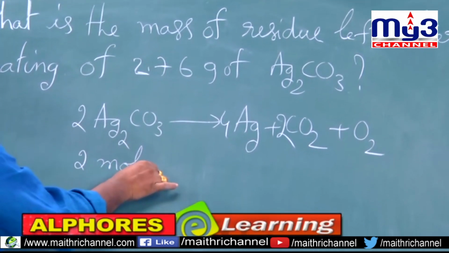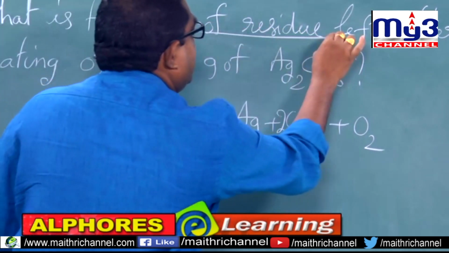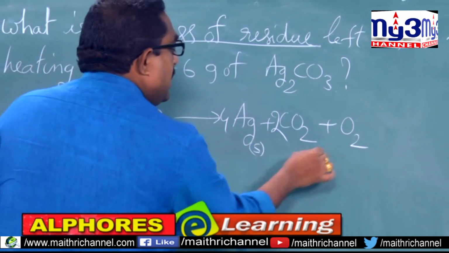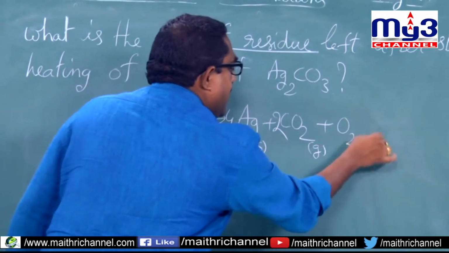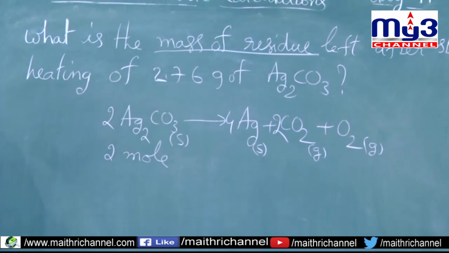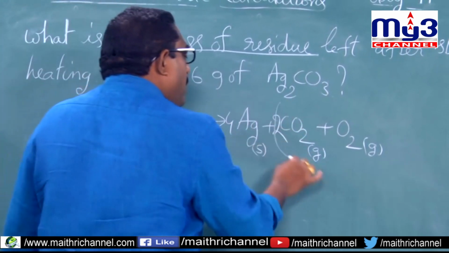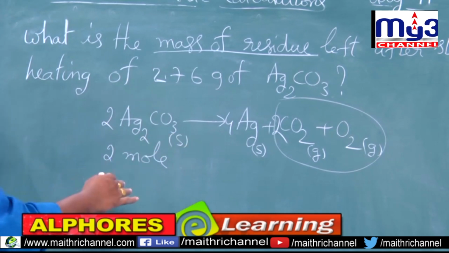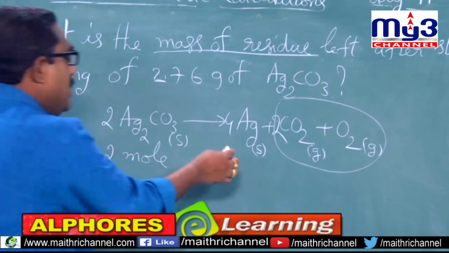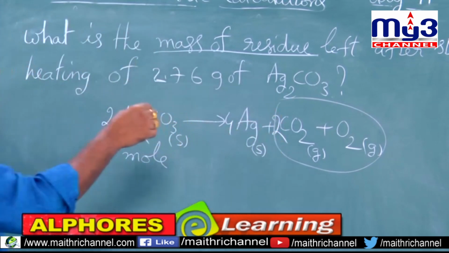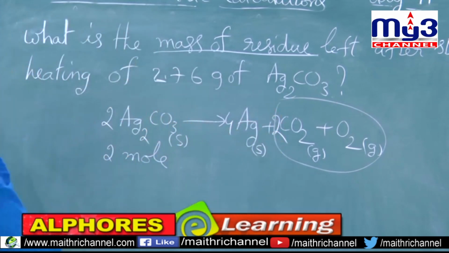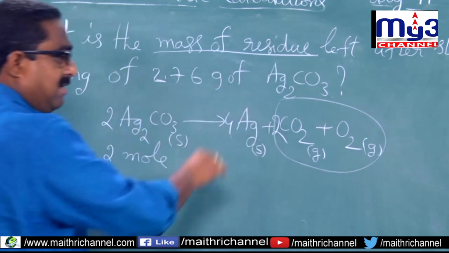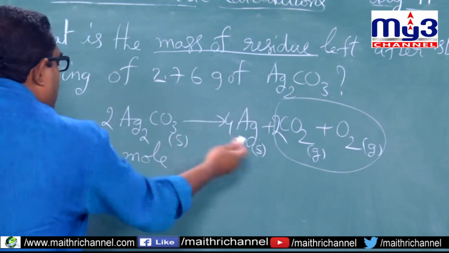Here data is linked with mass of residue. This is solid silver metal, solid carbon dioxide gas, oxygen gas. On heating, gases will escape out. Residue usually means the solid obtained in that particular reaction that we are going to consider. That is the mass of residue. Here it is nothing but the mass of silver obtained. So, only write down these two.